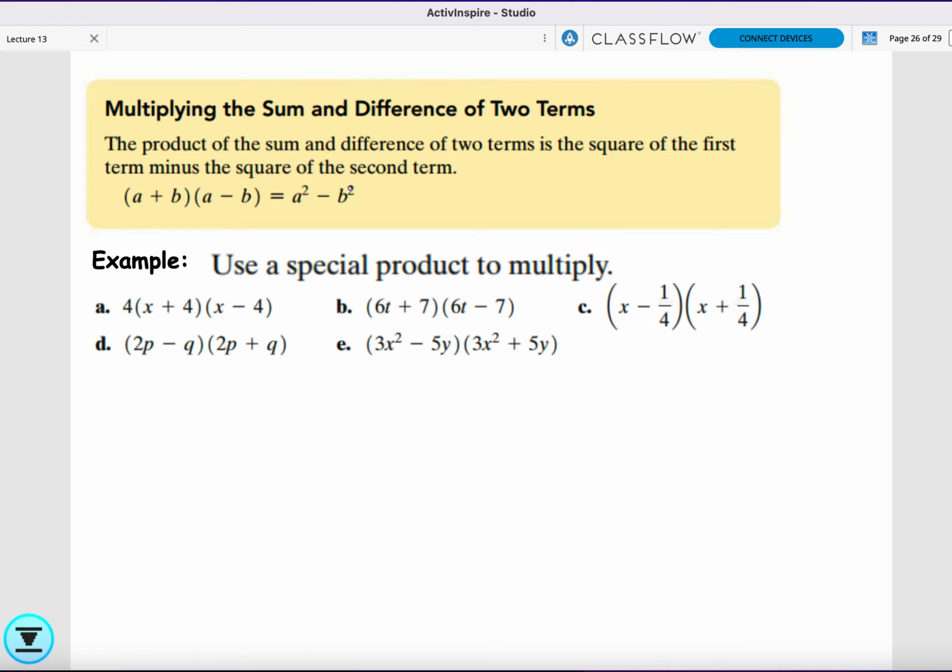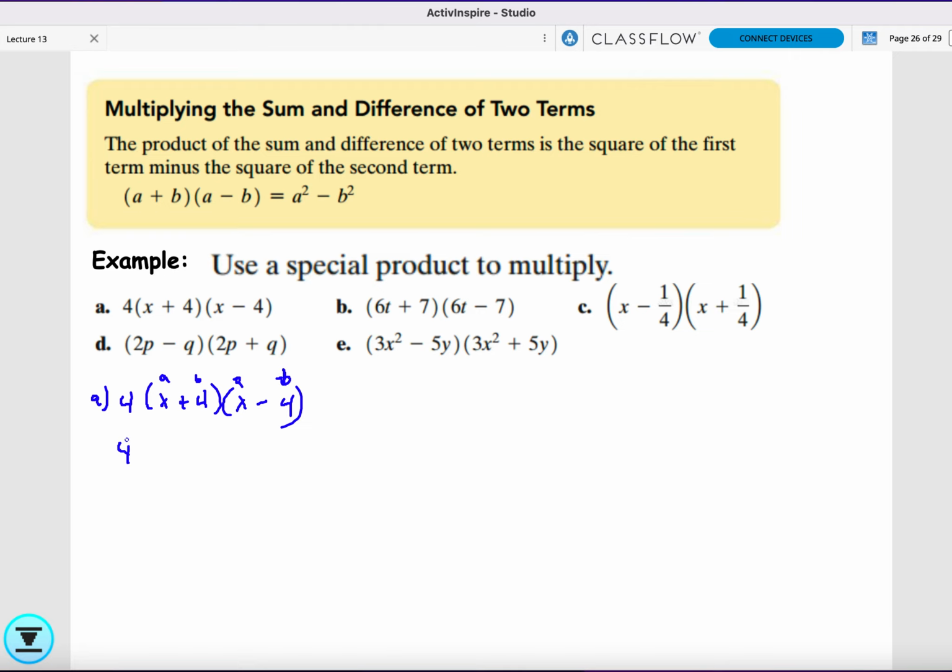Now, the last one is multiplying the sum and difference of two terms. So a plus b times a minus b is just the difference of squares. So a plus b times a minus b is a squared minus b squared. So look at a. So a is 4 times (x plus 4)(x minus 4). So this is a plus b, a minus b.